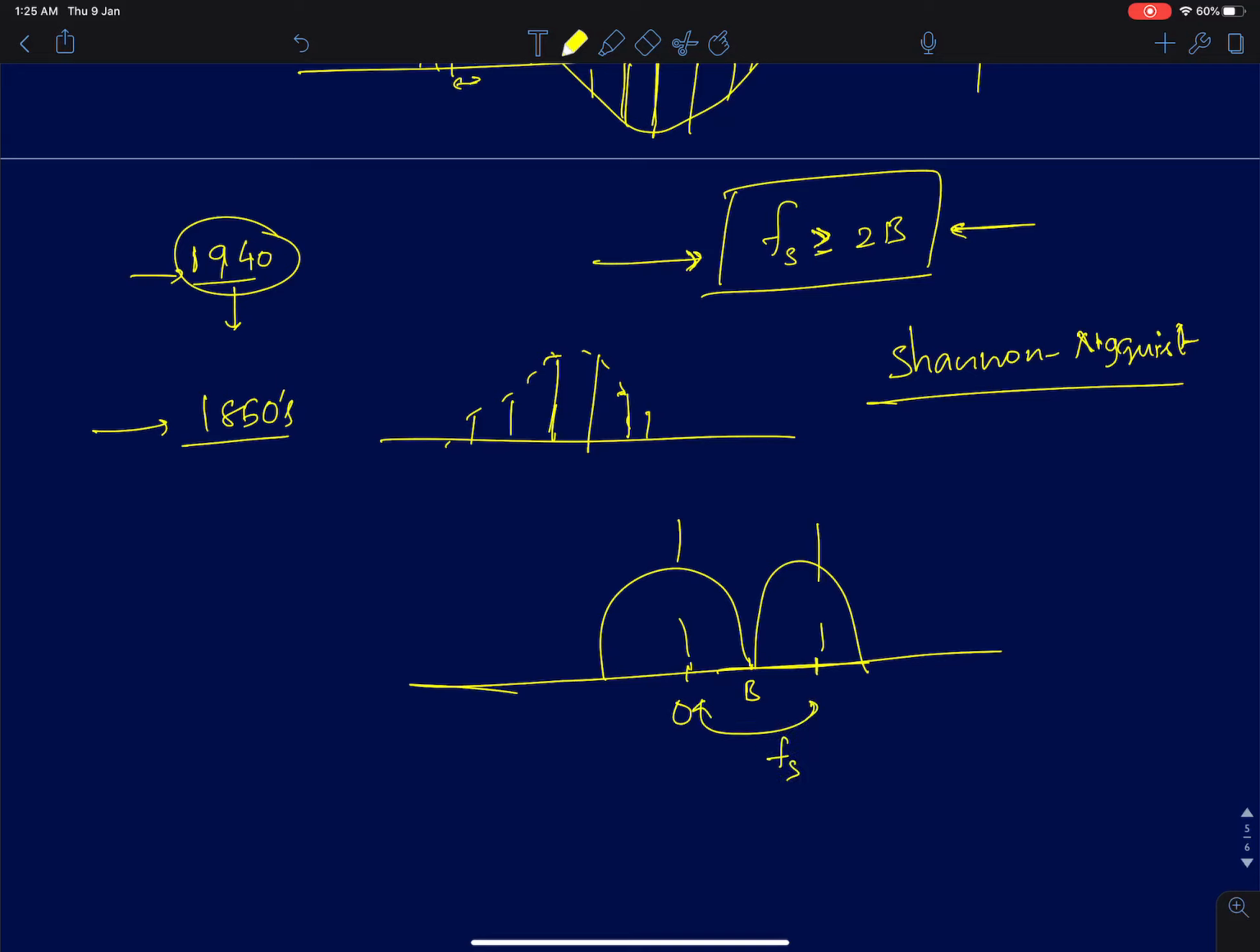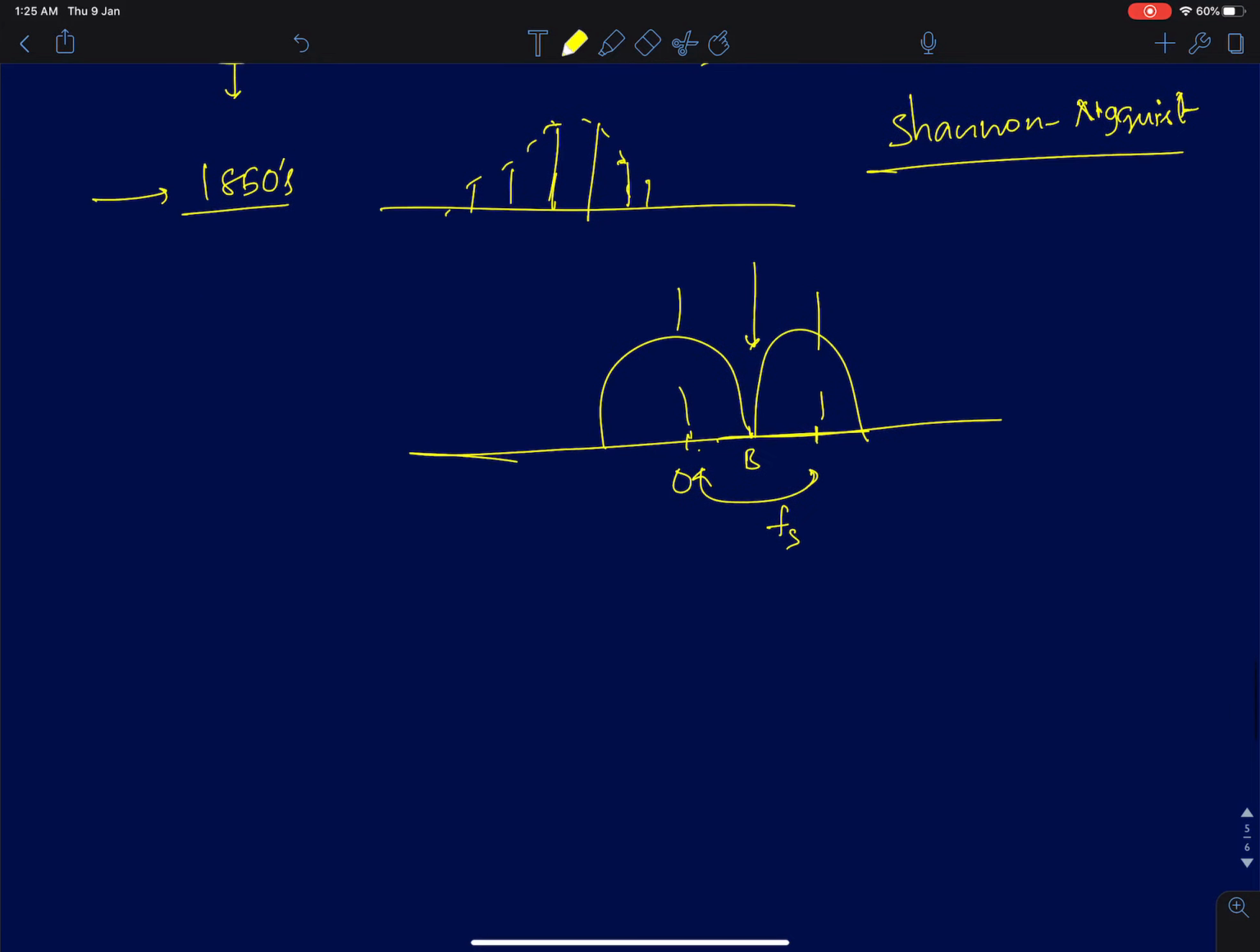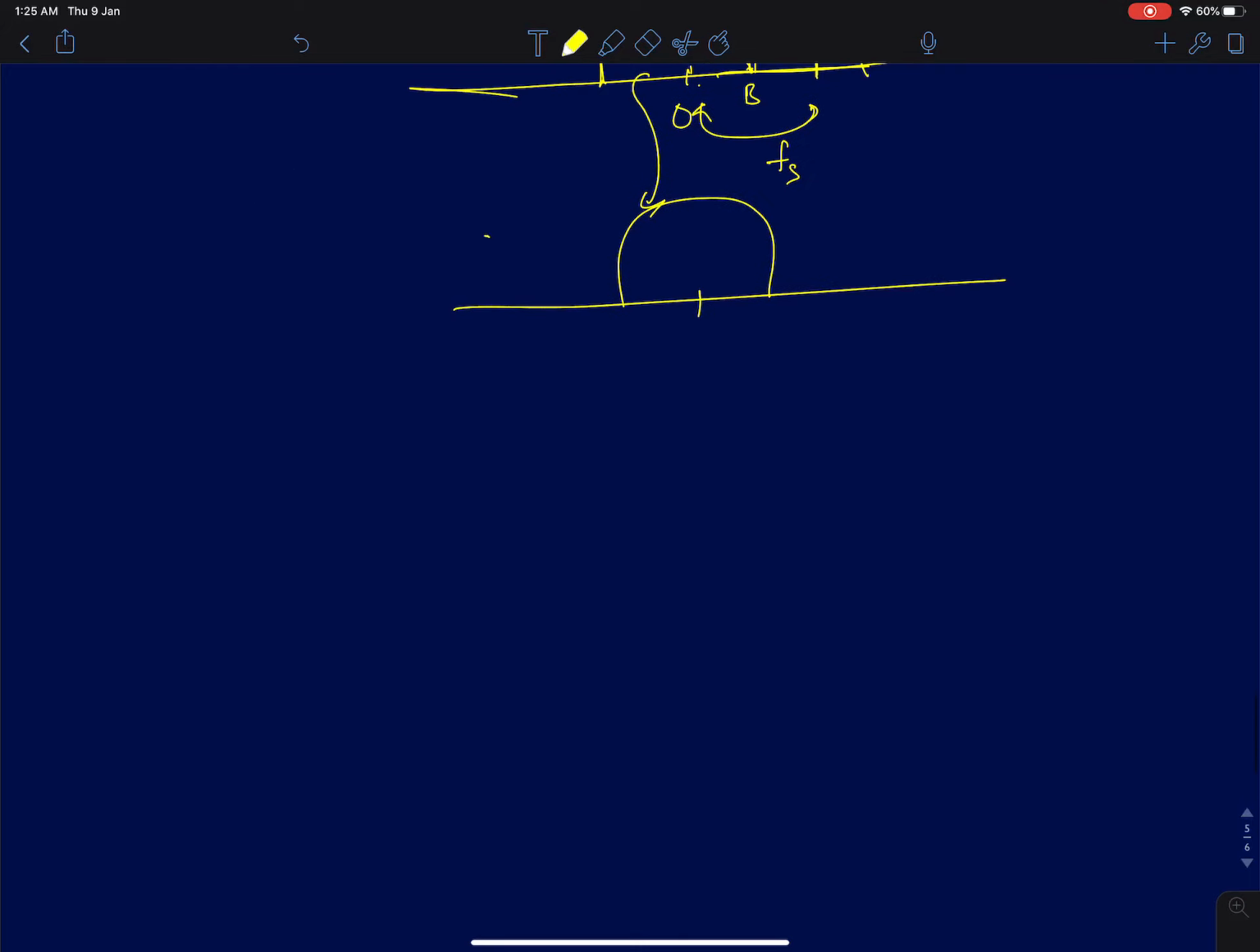So if you ensure that your Fs is 2b, there won't be any overlapping of the signals. And if there is no overlapping, you can just put a filter here. After sampling, if you just put a filter here, you will get the signal back. So initially, you first began with a signal with a bandwidth, say, minus b and plus b.